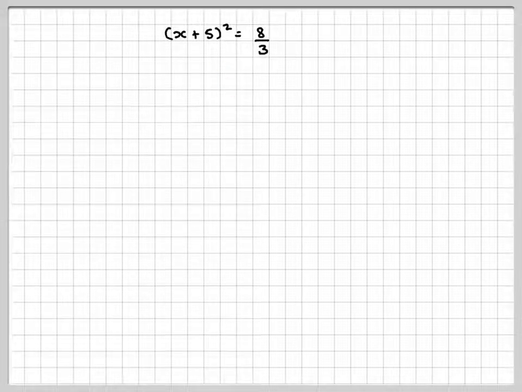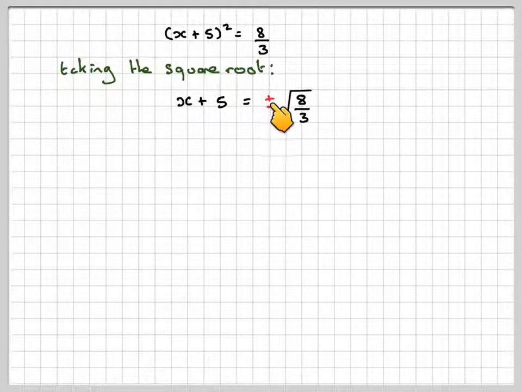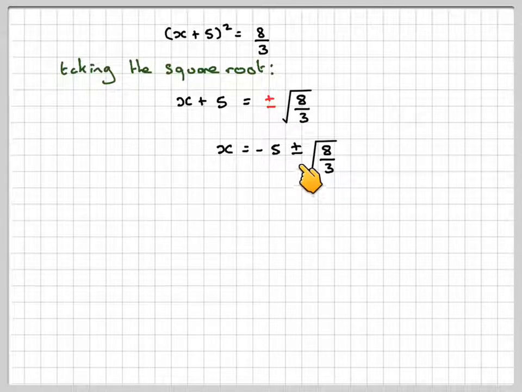Right, so the opposite of squaring is that we now need to take the square root. But when we take the square root, remember we need the plus or minus. So we get x + 5, taking the square root of each side, is equal to plus or minus the square root of 8/3. And then finally, we need to take away 5. So we've got −5 ± √(8/3).